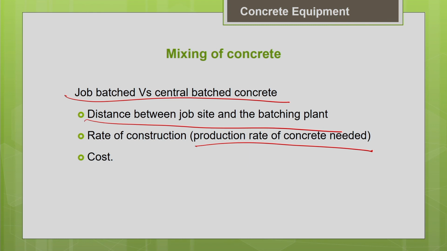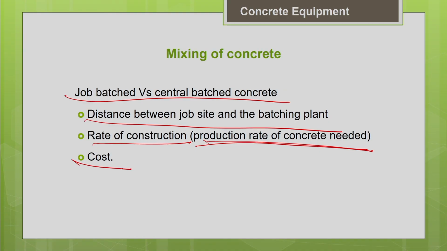If you need a huge quantity of concrete every day, the rate of construction is very high, and the production rate of concrete needed is very high. In that case, it is always advisable to have your own batching plant at your site and make the concrete, because when you need a huge volume of concrete on a daily basis, it may not be possible for the RMC batching plant to deliver to you on a continuous basis, because they may be having so many customers.